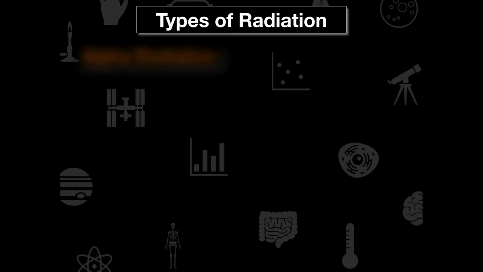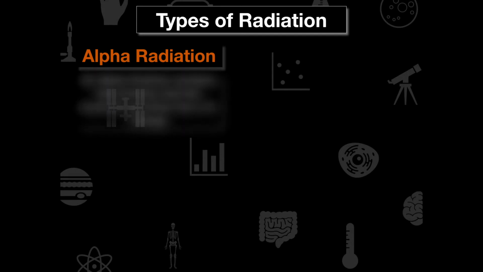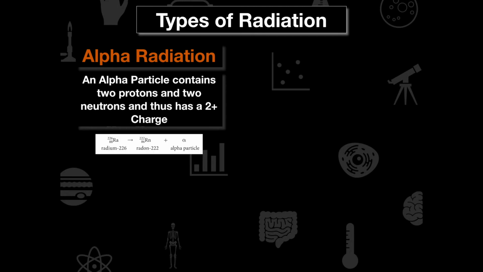When we're looking at types of radiation, we're going to release different types of radiation dependent upon the reaction. So we have alpha radiation, which is when an alpha particle, which contains two protons and two neutrons, is released from the nucleus. So we went from radium to radon, and we released an alpha particle. Now, alpha particles are going to have a positive 2 charge, and we're going to talk about why and how we came up with this.